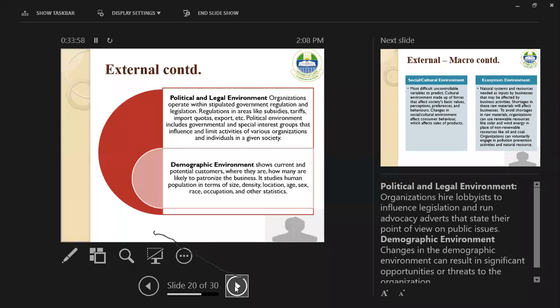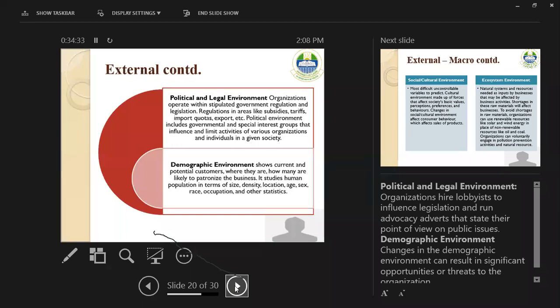Now, demographic environment. What are we talking about in demographic environment? Of course, changes in demography can result in significant opportunities or a significant threat to an organization. How is that so? Demography will show you your current and potential customers, where they are, how many they are, and those who are willing to patronize. Demography studies the human population and tells you size, how dense they are, their location, age, sex, occupation, and what have you.